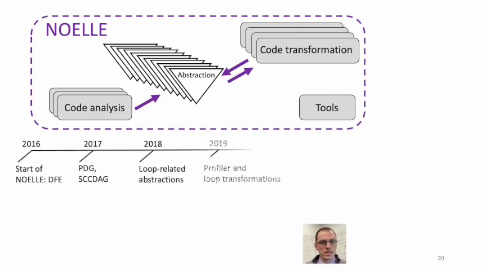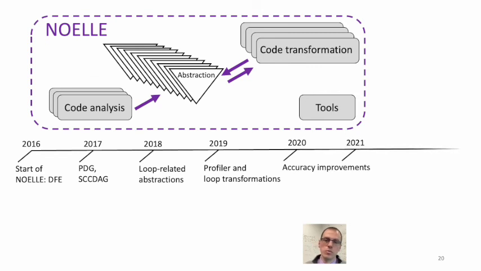NOELLE started in 2016, and over the years we built more and more abstractions. Recently, we focused on improving their accuracy, and we obtained significant gains in most abstractions. NOELLE is an ongoing project. It's not going to end with this publication. This is because we ourselves are users of this technology and we need to keep innovating in the compiler space. So heads up that new abstractions are coming into NOELLE soon.